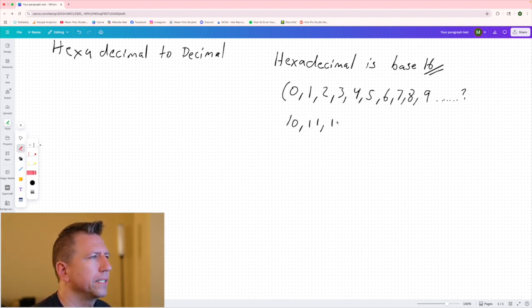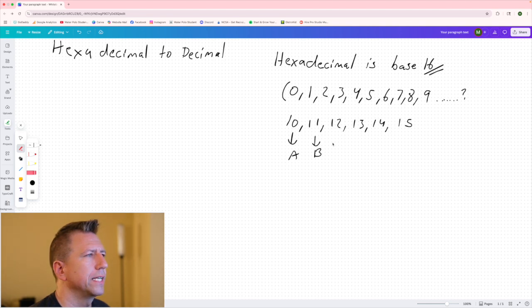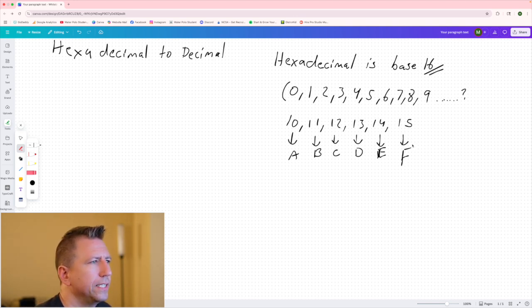And I'm just going to write the numbers we're trying to represent. And we do that by substituting in alpha characters. And so we're going to use A for 10, B for 11, C for 12, D for 13, E for 14, and then F for 15. And so these characters are the ones that we'll be using when we write out a number in hexadecimal. So let's go ahead and take a look at an example number.